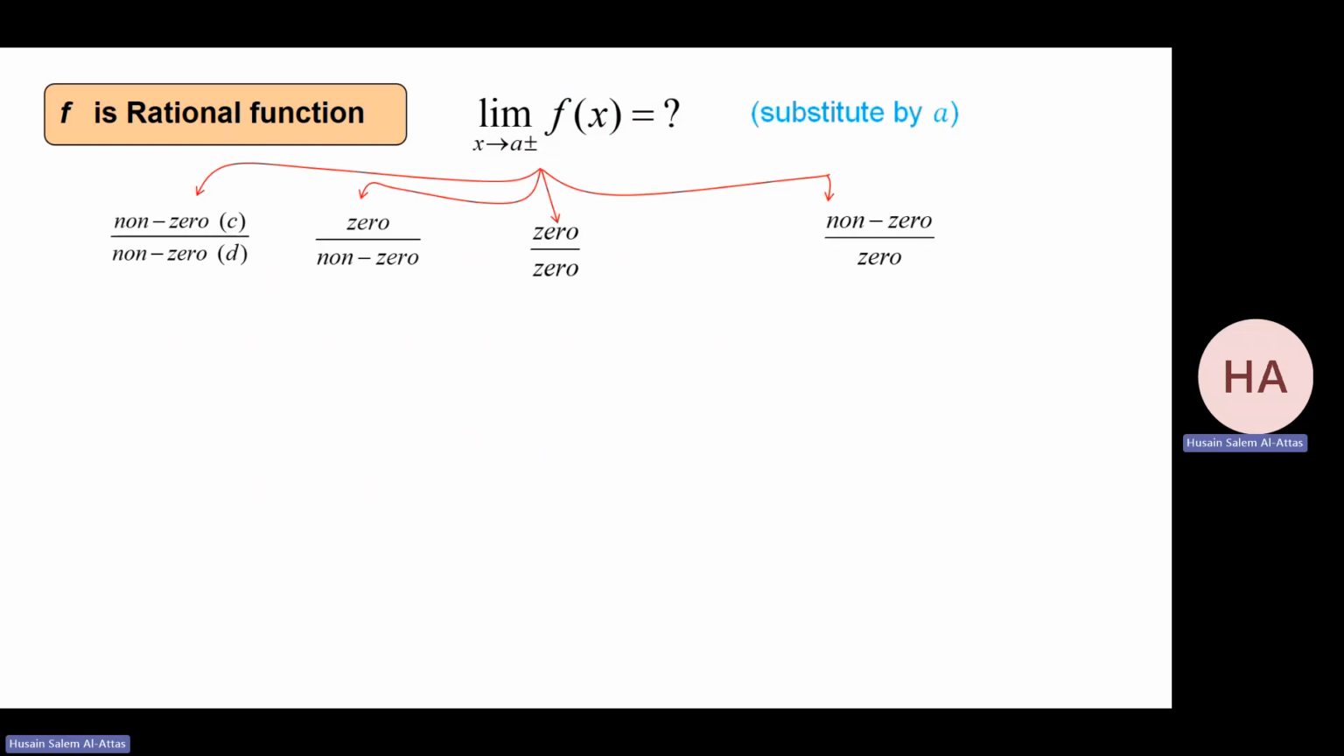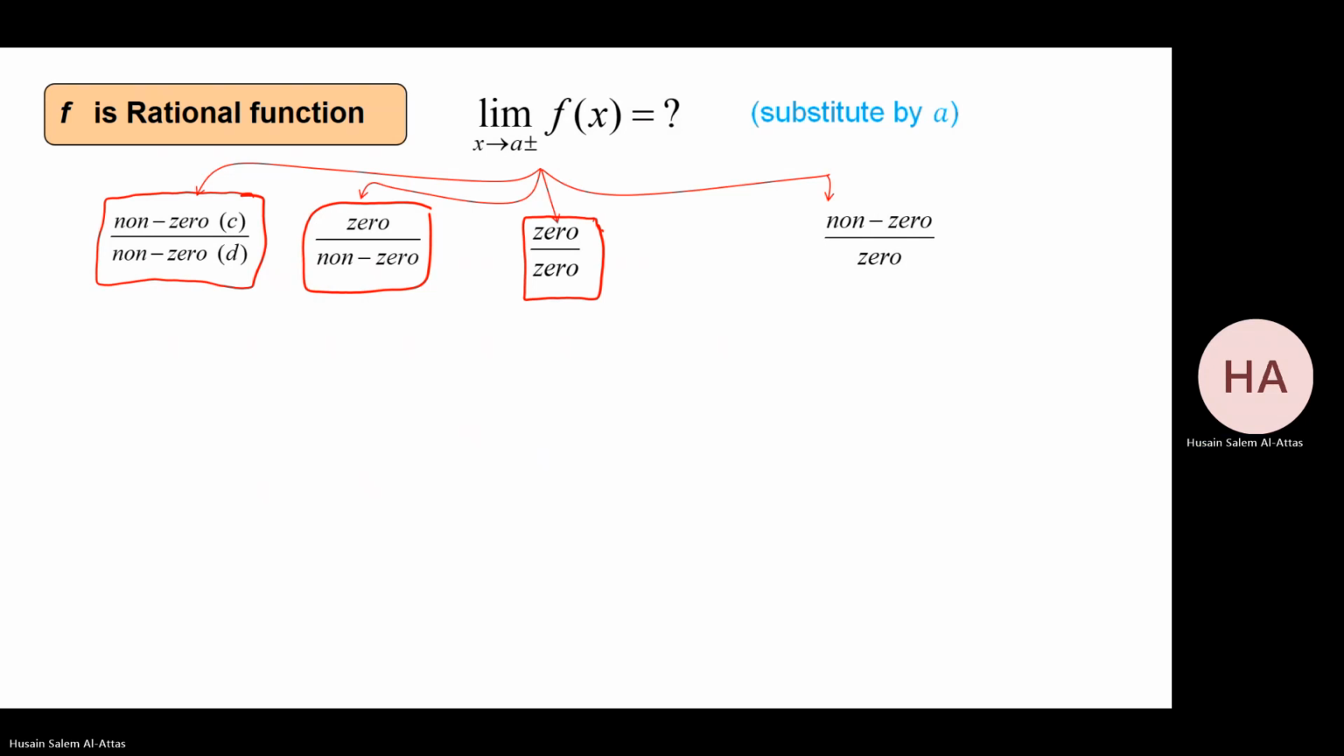For the rational function, you need to consider 4 cases. When you do substitution, if you get non-zero over non-zero, خلاص, you just substitute. If you have 0 over non-zero, then that is 0. If you have 0 over 0, usually this is the most important one, we call it undetermined form, غير محدد, and that means you need to do something to fix it.